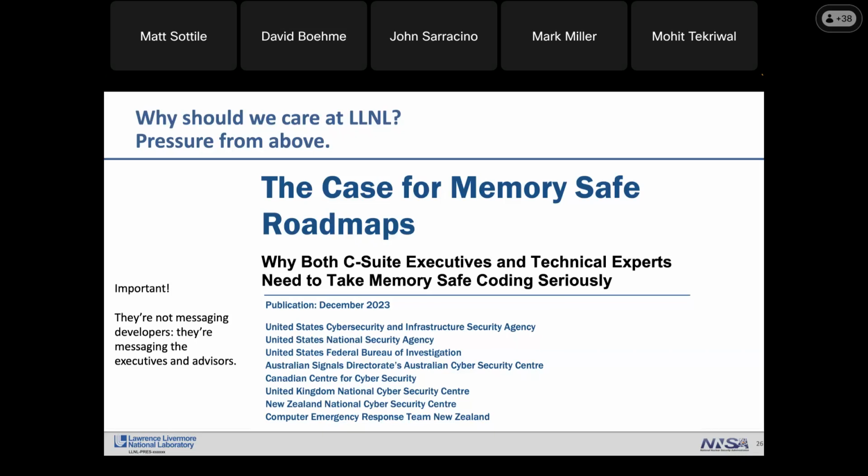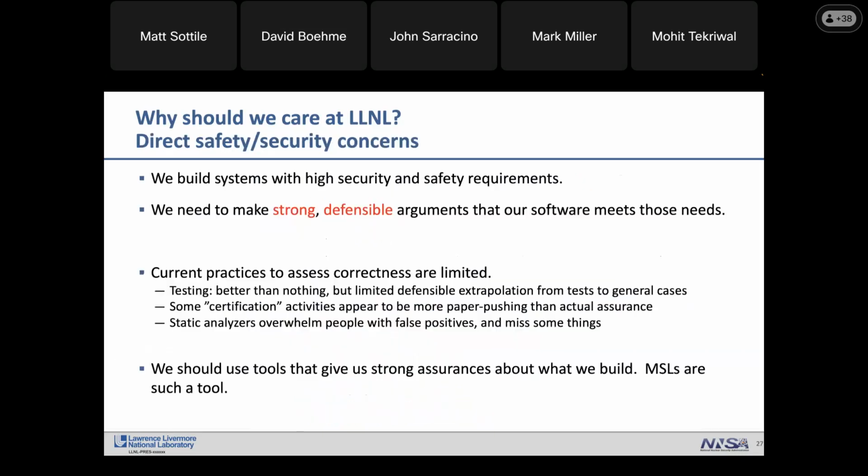The other thing I thought was interesting about this one is it's not just the usual suspects like CISA. This is essentially all the Five Eyes saying, you developers, executives, you need to take these things seriously because we're kind of tired of trying to protect you from yourselves. So this, I think, is pretty important. And this means that we're probably going to get pressure from above.